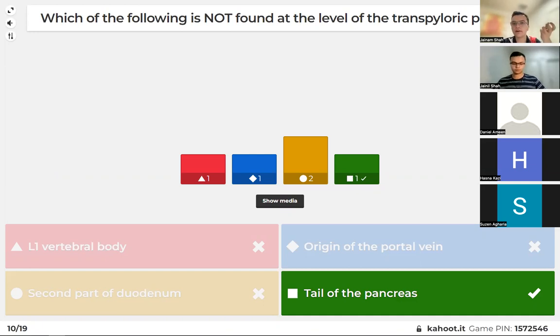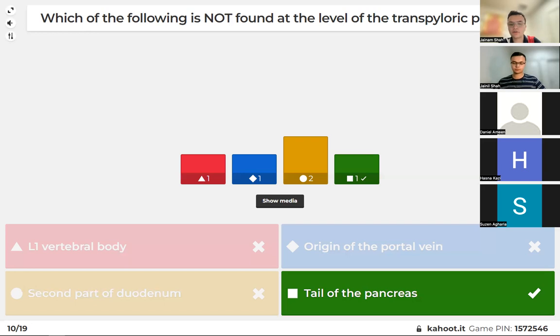Obviously, when I say transpyloric, I'm saying it's passing through the pylorus. So you know that's going to be one of the things that's present. You do have the L1 vertebral body at that location. You also do have the origin of the portal vein. So that's when, I think it's the superior mesenteric vein and the splenic vein join up and then form the portal vein. That happens at the transpyloric plane.